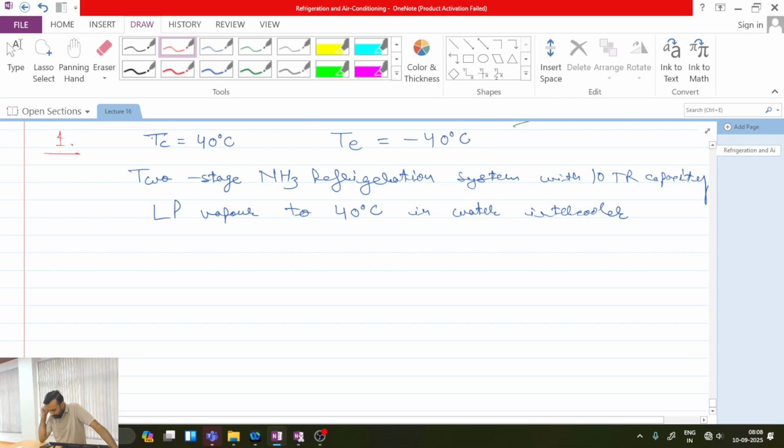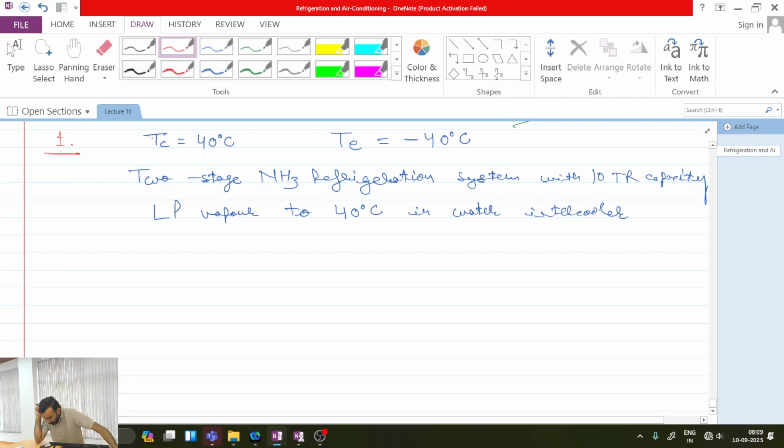If I read problem number 1, it says that the condenser and evaporator temperatures are 40 degrees Celsius and minus 40 degrees Celsius respectively for a two-stage ammonia refrigeration system of 10 tons of refrigeration cooling capacity. A water intercooler intercools the low pressure vapor to 40 degrees Celsius, and further intercooling up to the saturated state is done in a flash chamber.